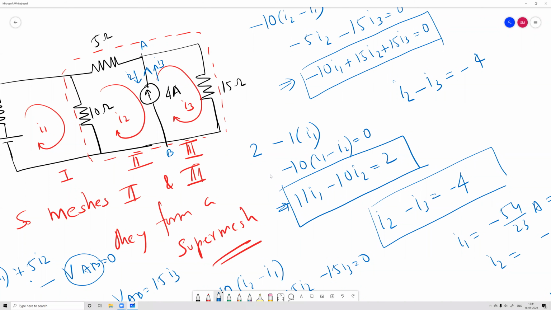Otherwise, you have to consider things which do not follow Ohm's law. For example, this current source. The VI relationship for the current source doesn't follow Ohm's law. The VI relationship of the resistance follows Ohm's law. So it is better to use things which follow Ohm's law.